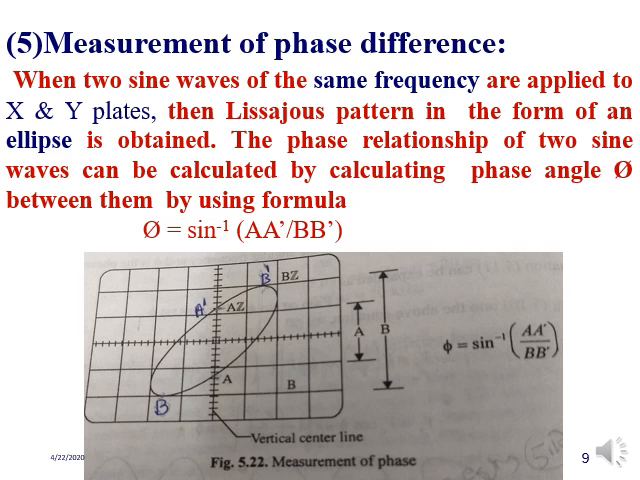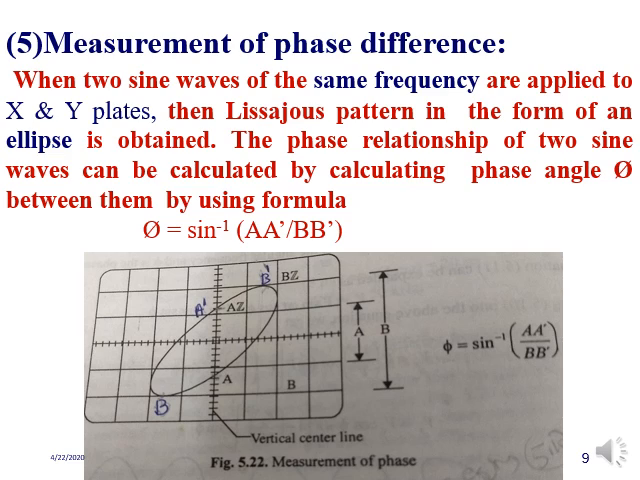That is the last application. It is measurement of phase difference between two sinusoidal voltages. When two sine waves of the same frequency are applied to x and y plates, then a Lissajous pattern in the form of an ellipse is obtained on the CRO screen, and the phase relationship between these two sine waves can be calculated using the formula for phase angle, that is phi is equal to sine inverse of AA' upon BB'. So how do you calculate AA' and BB'?